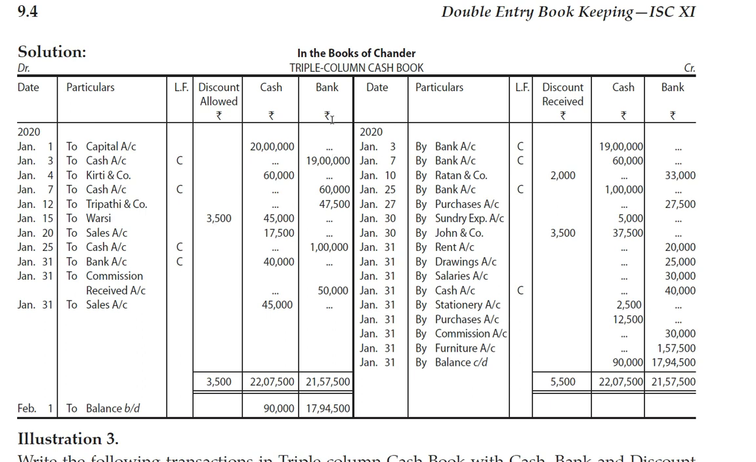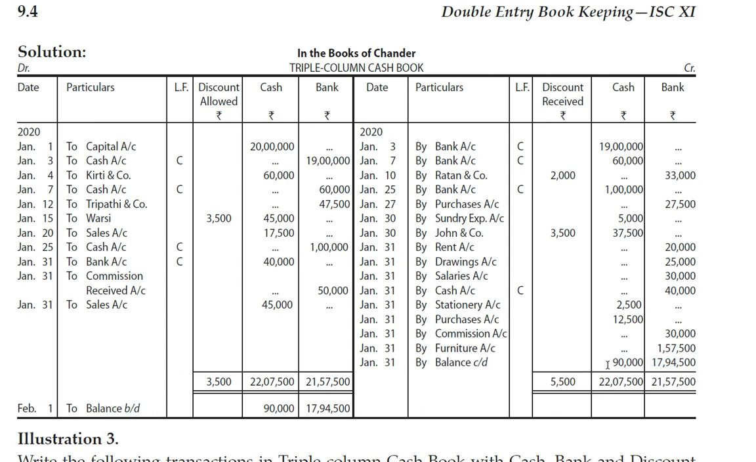So bank column, in the debit side 19 lakhs plus 60 plus 47,500 plus 1 lakh, all the debit side you will add, and all the credit side expenditures you will deduct, you will get the bank balance. And discount column, discount received and discount allowed, no balancing, only the total. Discount received only total, discount allowed also only total. Whatever may be the balance CD will be sent to the next month opening as balance BD. CD means carried down, BD means brought down.